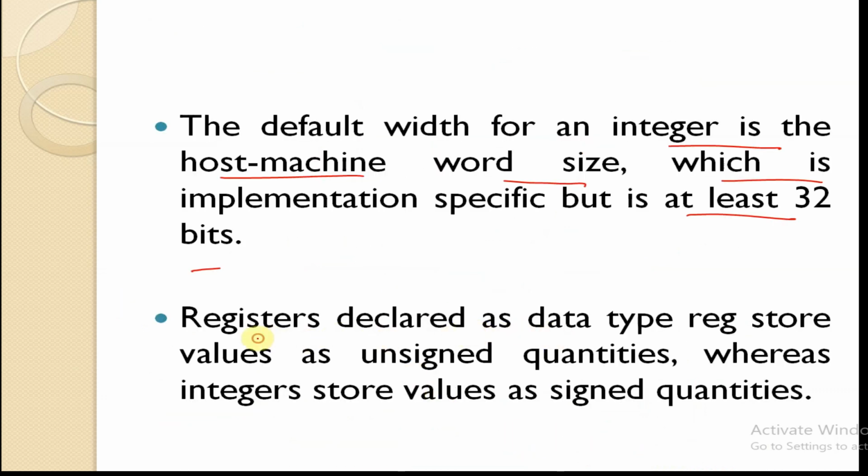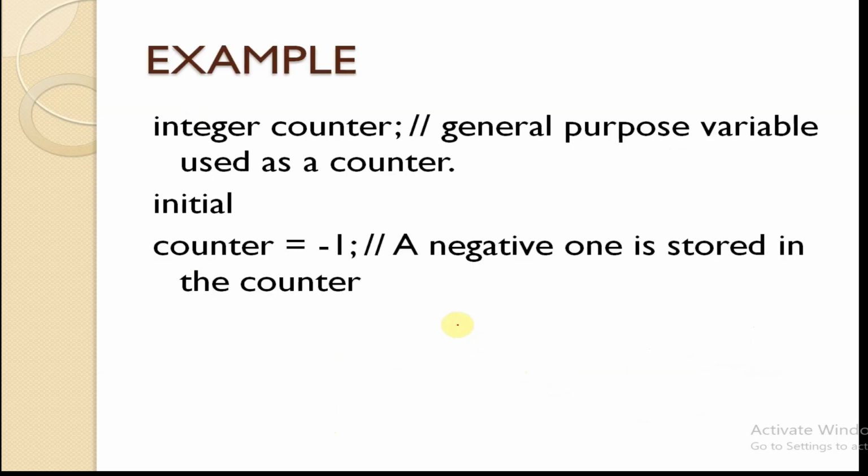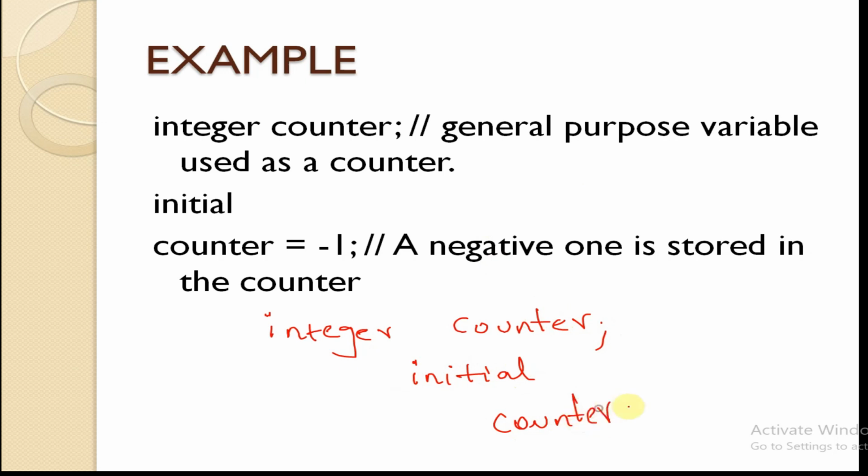Registers declared as data type reg store values as unsigned quantities, whereas integers store values as signed quantities. For example, here they have declared a counter of integer data type, integer counter. Within an initial begin block, we can simply assign counter is equal to -1. So a negative number is directly stored in the integer.